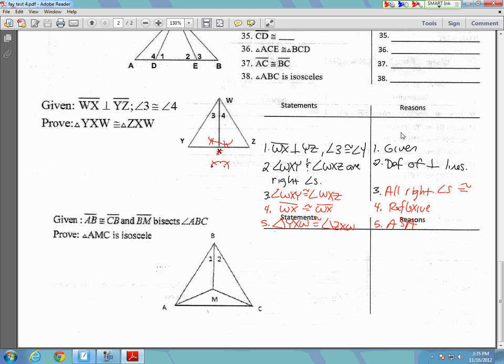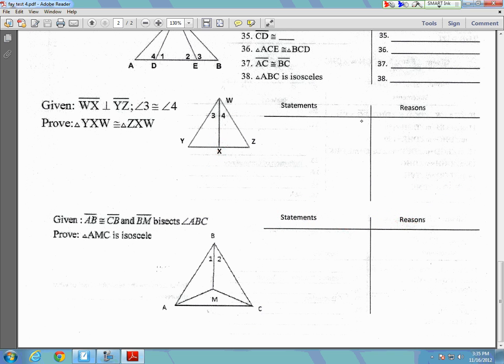And the last question, you had seen this last week in our quiz, so hopefully we did better on this one than we did on the quiz. Obviously you want to write your given, so AB is congruent to CB, and BM bisects angle ABC. Given. We're going to look at my given information. There's a vocabulary word in there. It's bisects.